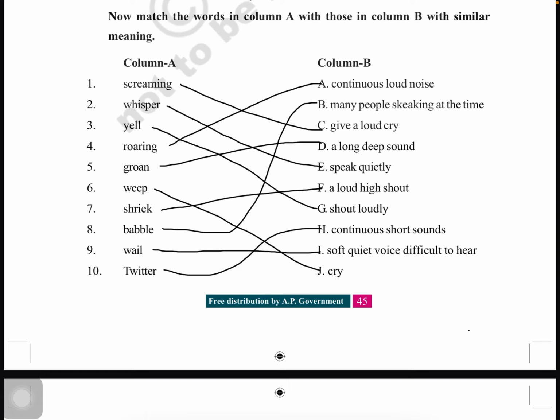Okay, so now have you understood the meanings of these words? You will write down the direct meanings, the direct answers, like screaming, give a loud cry. Whisper, speak quietly. Write the meanings like that, as direct answers, no need to write the matching. Okay, children, this is also your assignment.